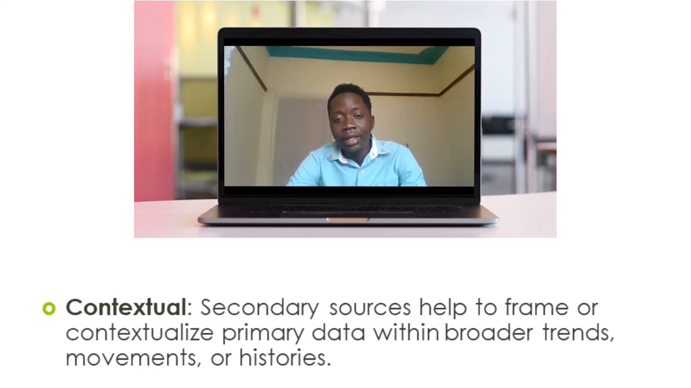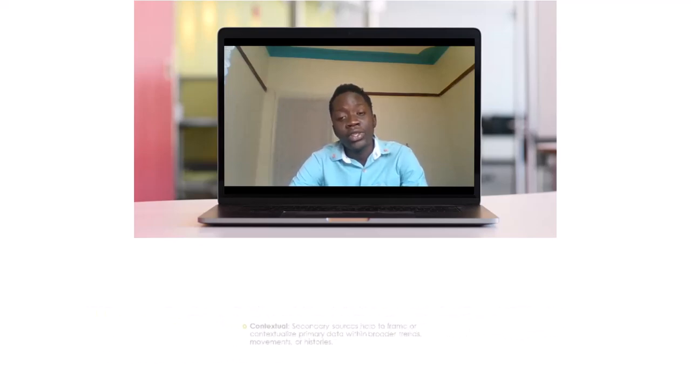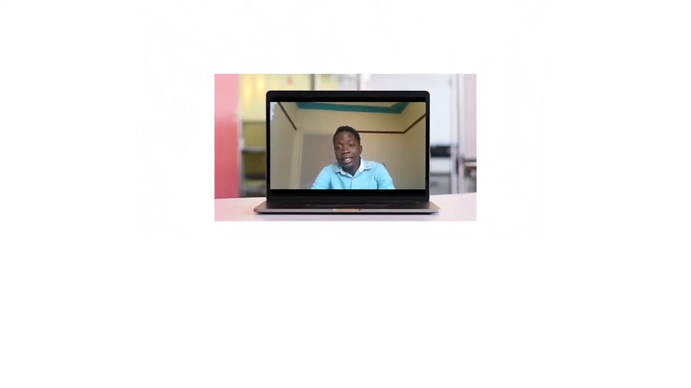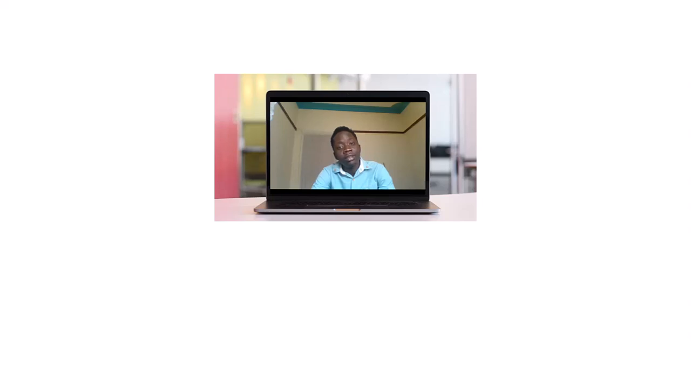So we also say it is contextual. Secondary sources help to frame or contextualize primary data within broader trends, movements, or histories. You find that you get a lot of context in the secondary source. You get a deeper understanding of what the primary sources have given you. That is one thing that you will learn in the secondary source of information.